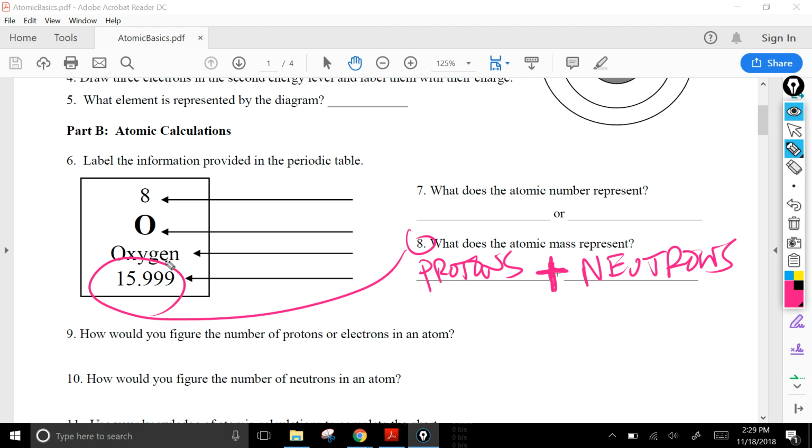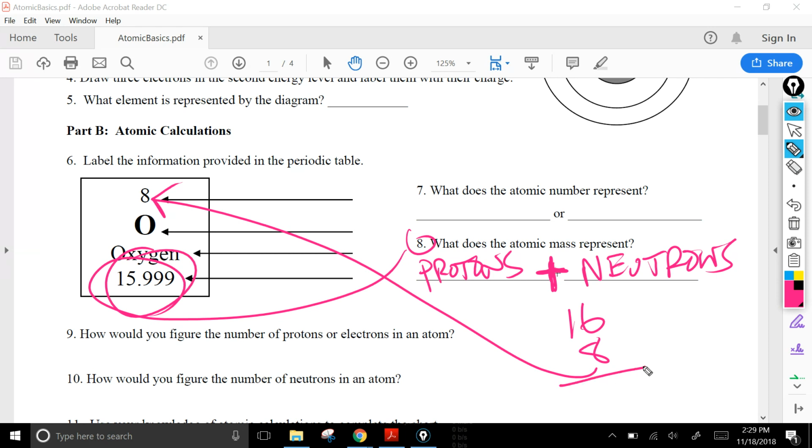So if we round that off to a whole number, 15.99 becomes 16, we can tell the number of protons and neutrons. There are 8 protons. How do I know that? Because right there, atomic number. And the mass of this atom is 16.